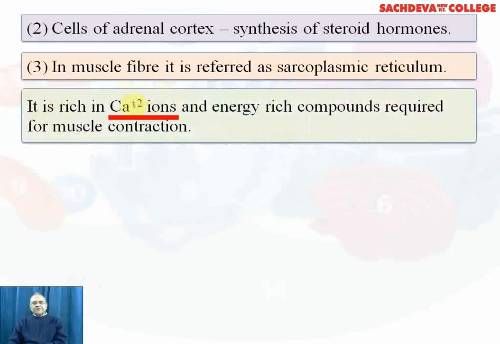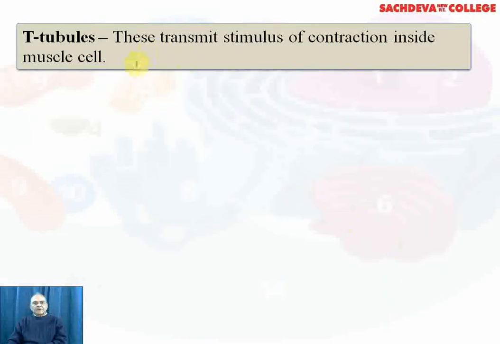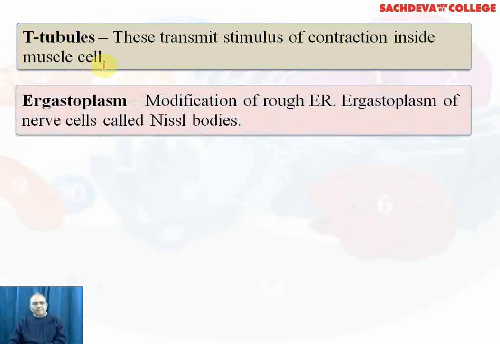It is rich in calcium ions and energy-rich compounds required for muscle contraction, and it passes impulses from the surface membrane to the deep region of the muscle fibers. Here is the sarcoplasmic reticulum. T-tubules transmit the stimulus of contraction inside the muscle cells.